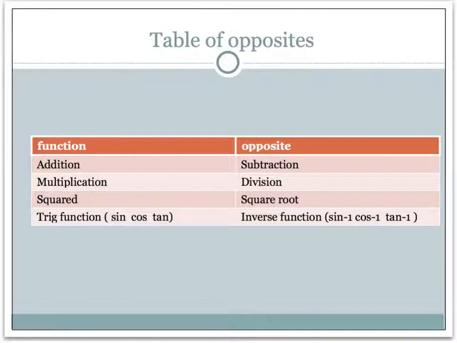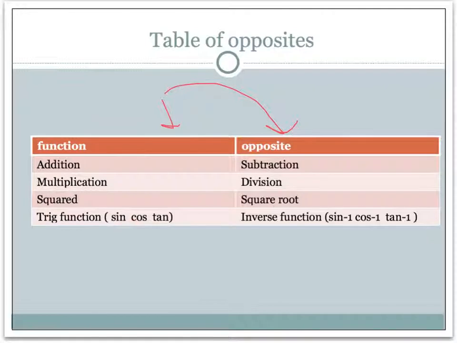Okay, so this table works both ways, so let's draw an arrow to show that it's vice versa. If we have addition, the opposite is subtraction. If we have subtraction, the opposite is addition. Same thing goes for multiplication and division, and something squared and the square root.